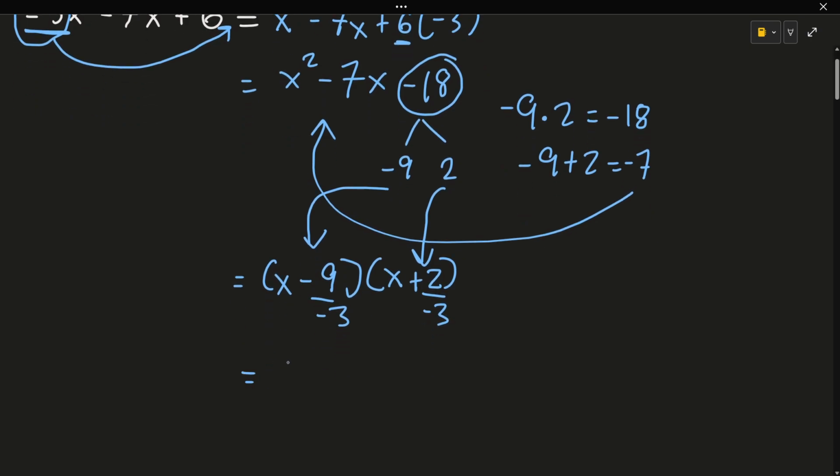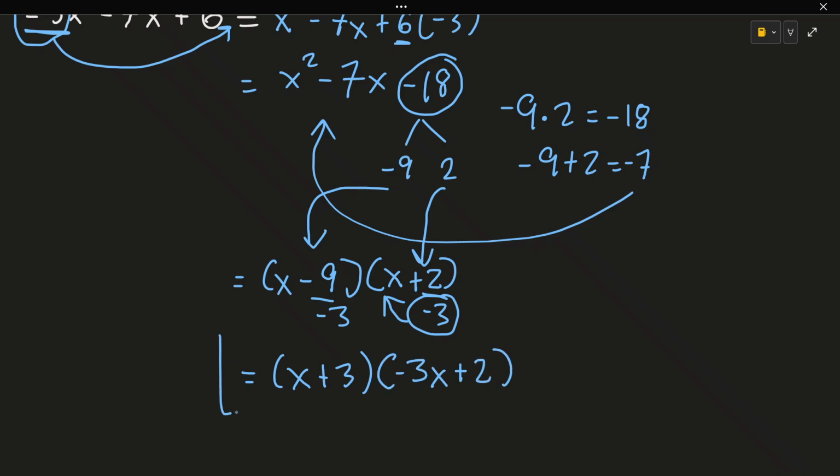Negative 9 divided by negative 3, the answer is positive 3. You may be wondering why positive. It's just the same as multiplication. If you multiply two negative numbers together, the answer is positive. Likewise, if you divide numbers that both have negative signs, the answer is positive. Now for this case, 2 divided by negative 3, of course you can't divide 2 by negative 3. So what to do? Just put negative 3 beside x. So we have negative 3x plus 2. And that is your final answer.